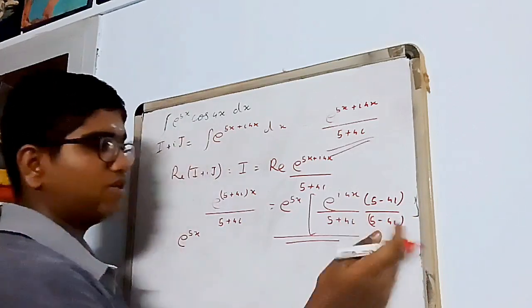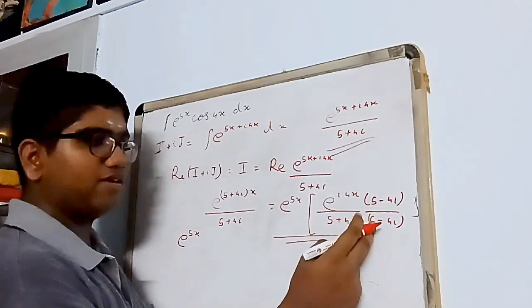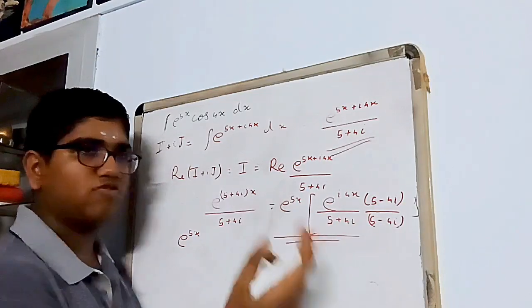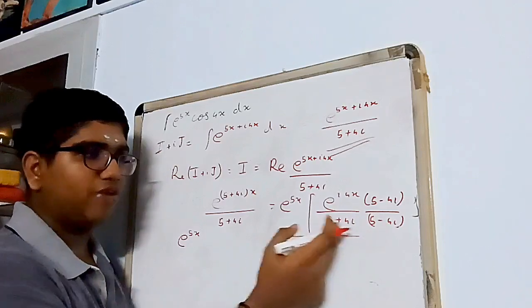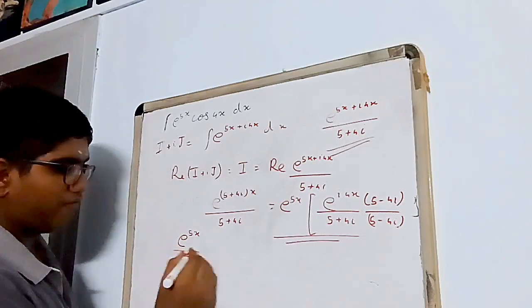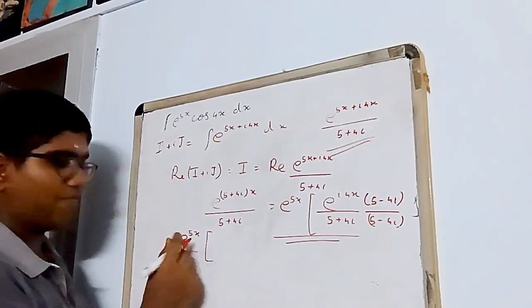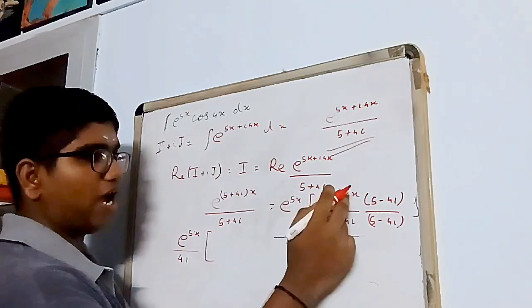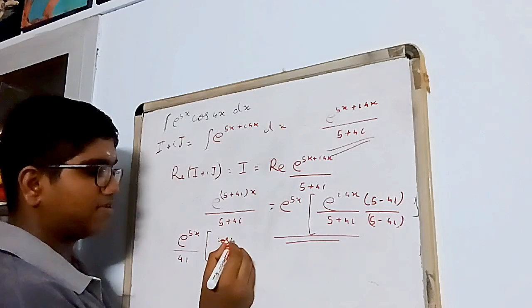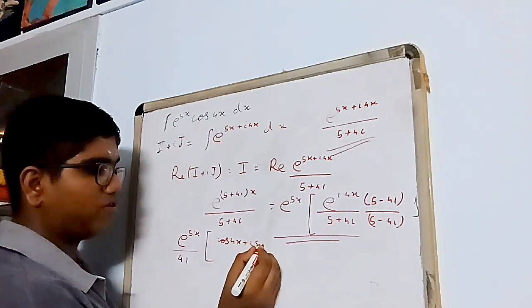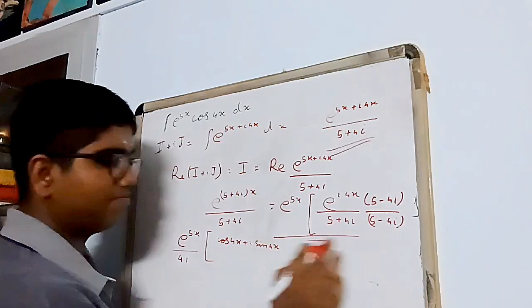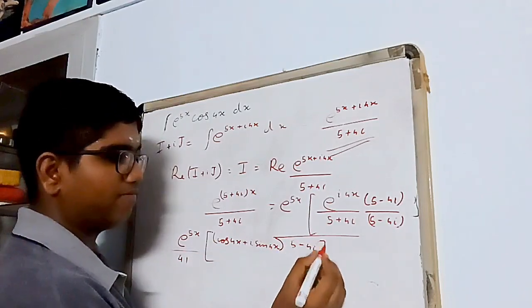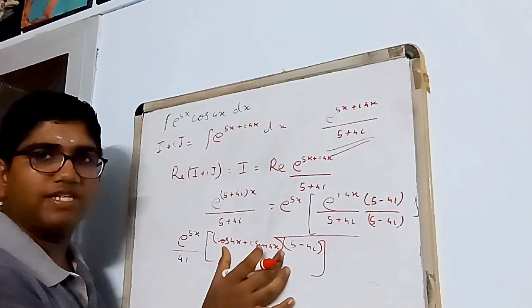5 square is 25, minus 16 times i square, which is minus 1, so plus 16. 25 plus 16 is 41, so I can take that out common. So e raised to 5x by 41 times e raised to i4x, which can be written as cos 4x plus i sin 4x, Euler's formula, remember. Now times 5 minus 4i. Now we want the real part of this, and that will give us the solution to our question.